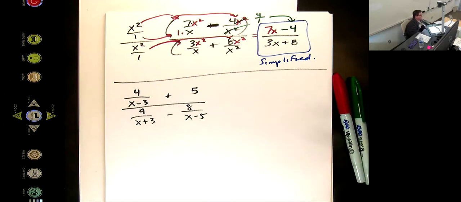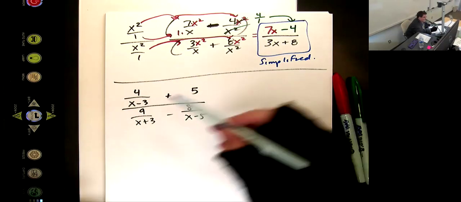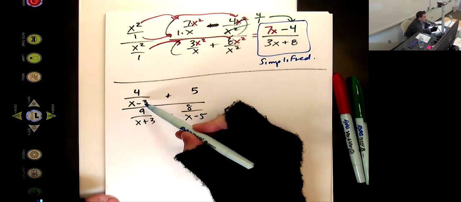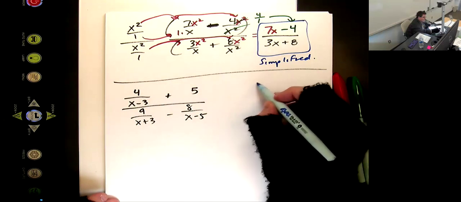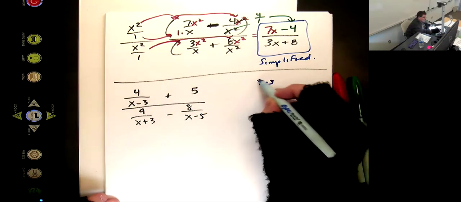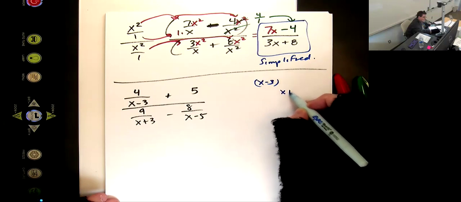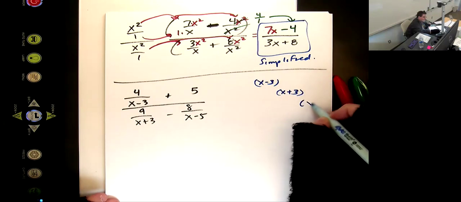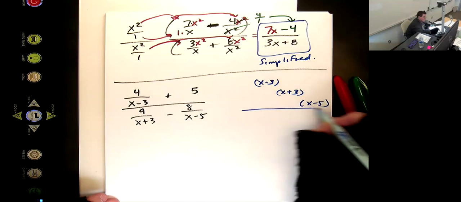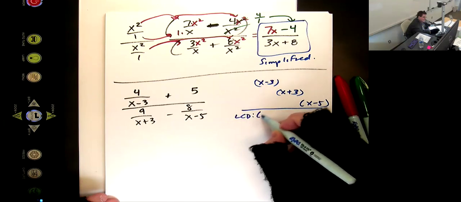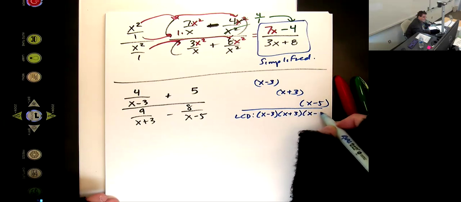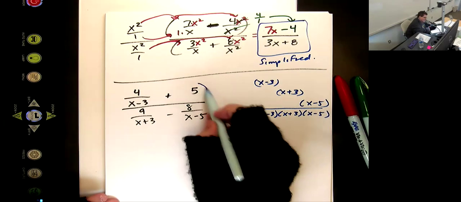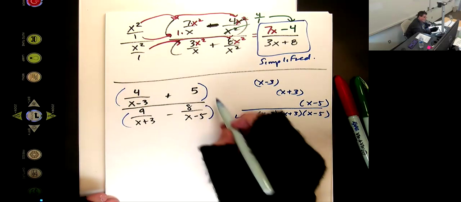This is going to get ugly. X minus 3, I can't break apart. I can't treat the x and the 3 separately because they go together. So if I were to do my table, I would have an x minus 3 column, an x plus 3 column, and an x minus 5 column. So the LCD is literally all of them multiplied together. That's what I'm going to multiply top and bottom by.